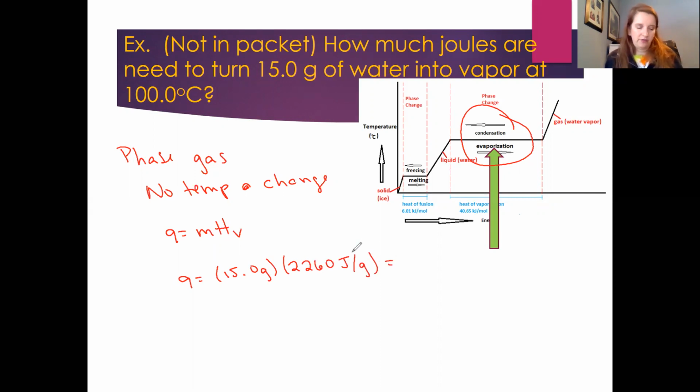So then to solve, we do 15 times 2260, and we should get 33,900, which is the right amount of sig figs as well. All right, so no Q equals MC delta T because there's no temperature change.